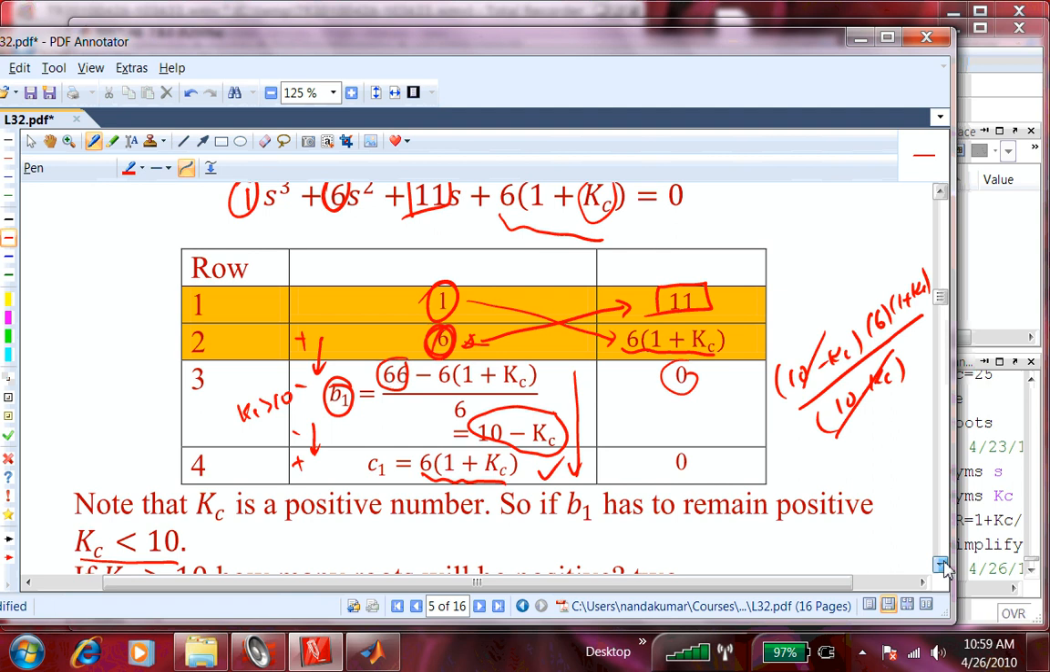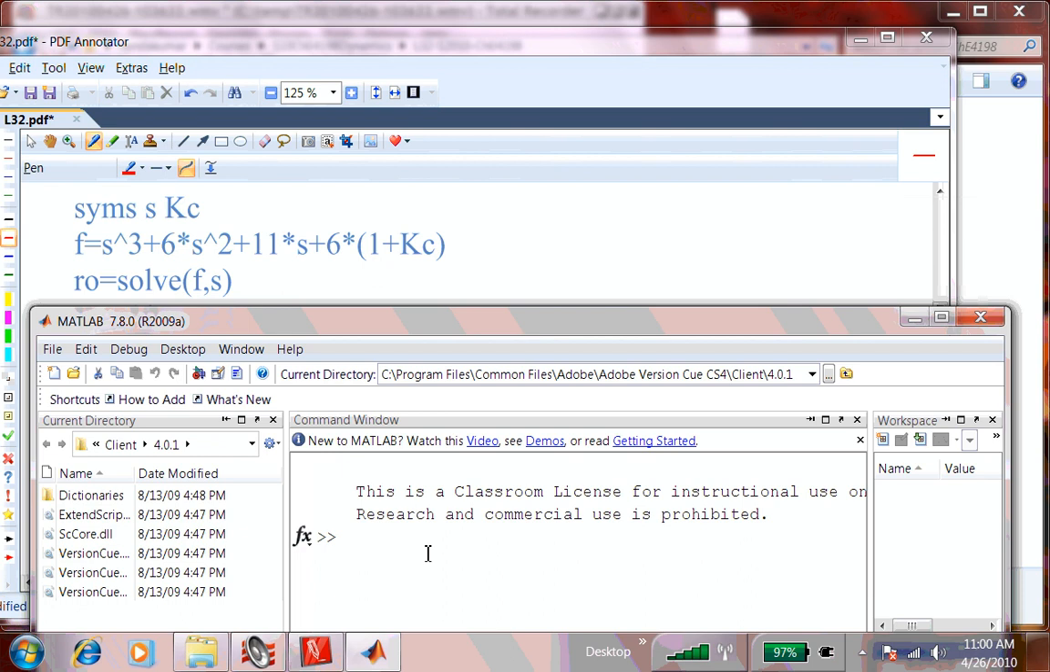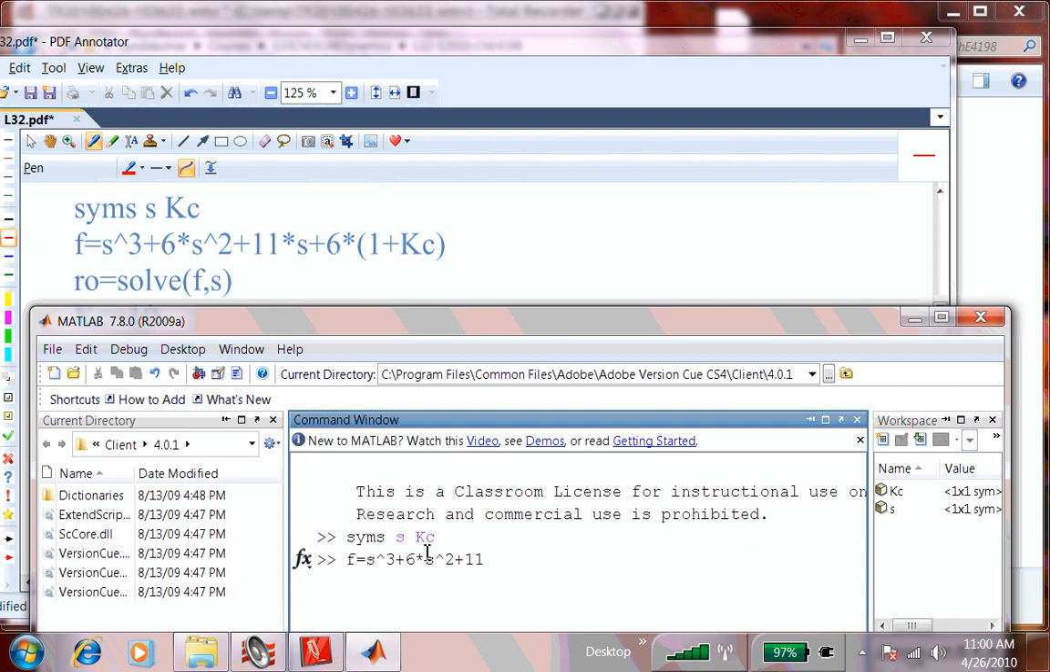So I cannot use roots anymore because I have my characteristic polynomial represented symbolically with a variable from the controller constant. So what I need to do is define symbolically and not use roots but use solve. Solve solves it symbolically. Let's look at how the results appear. Syms Kc. Then the function is s cubed plus 6 times s squared plus 11 times s plus 6 times 1 plus Kc.